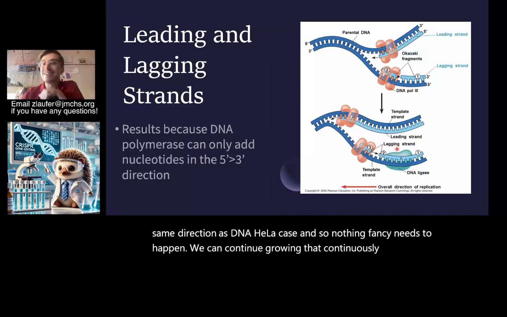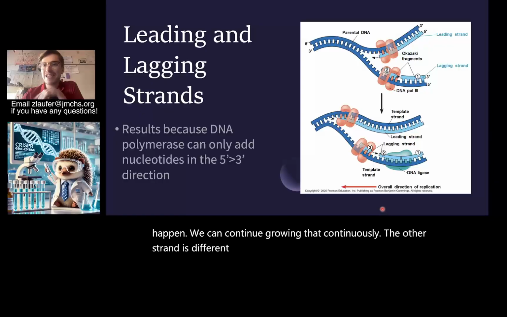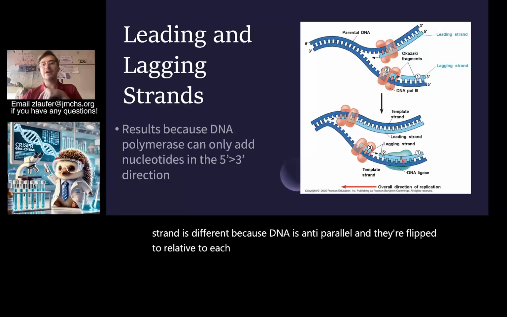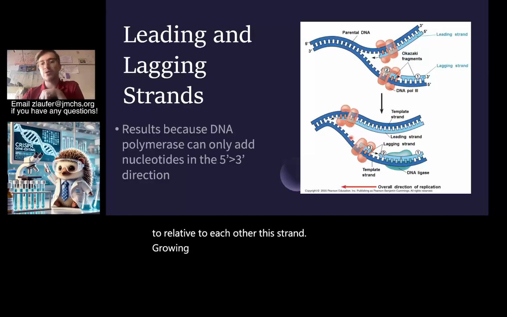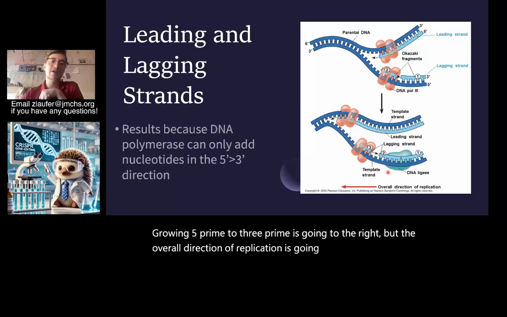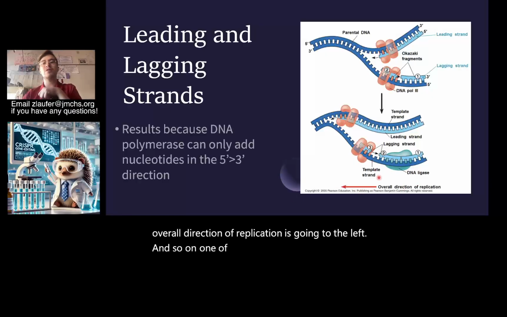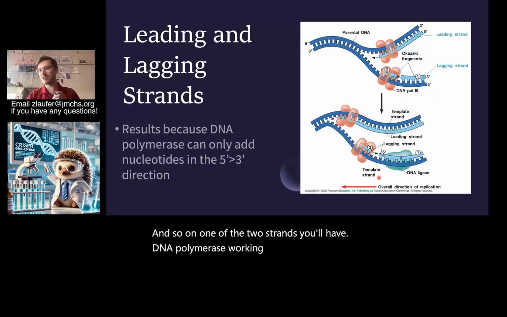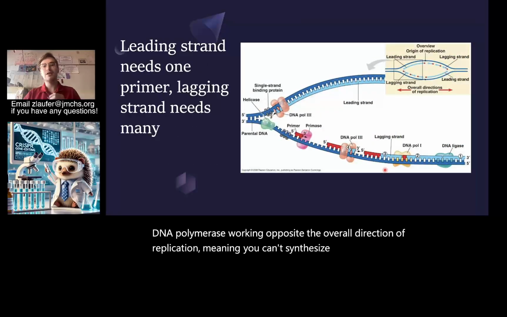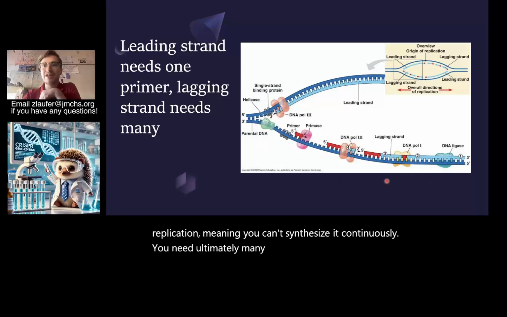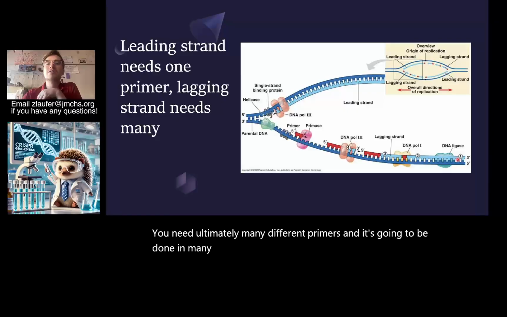The other strand is different because DNA is anti-parallel and they're flipped relative to each other. This strand, growing 5' to 3', is going to the right, but the overall direction of replication is going to the left. And so on one of the two strands, you will have DNA polymerase working opposite the overall direction of replication, meaning you can't synthesize it continuously. You need ultimately many different primers, and it's going to be done in many different chunks.